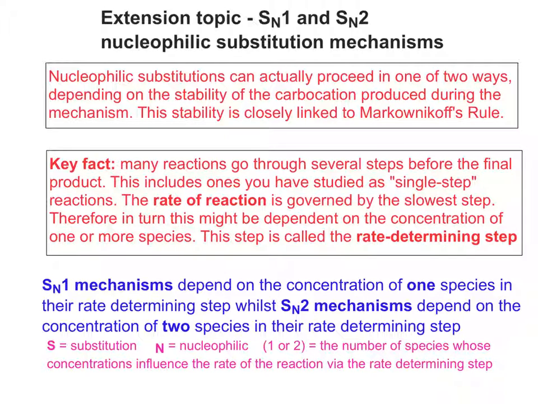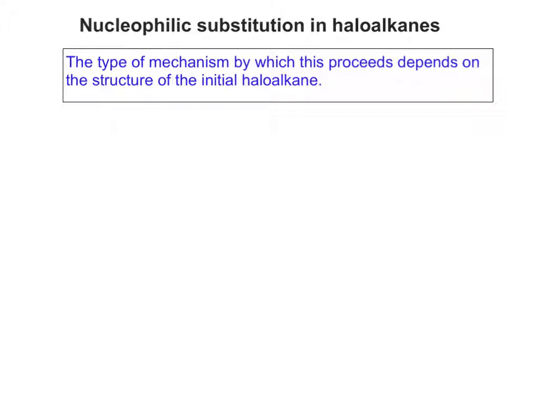So let's have a look at this in terms of a common and familiar nucleophilic substitution, probably the first one you came across, nucleophilic substitution of OH onto a haloalkane. So the type of mechanism, e.g. Sn1 or Sn2, by which this particular reaction proceeds, depends entirely on the structure of the initial haloalkane.